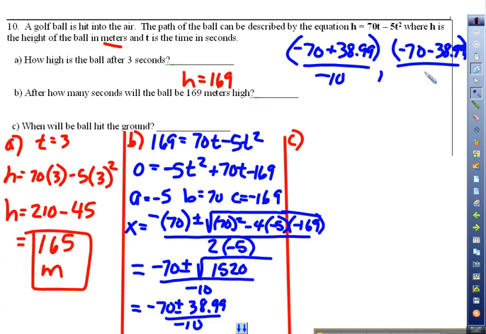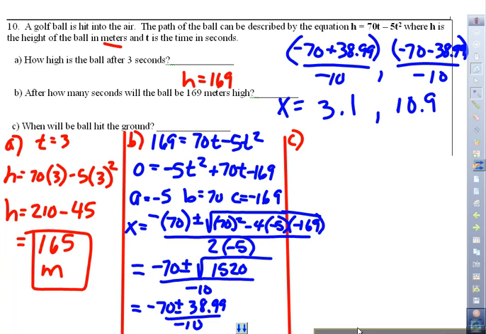38.99 divided by negative 10. Let's see what you get when you do that. Okay, so I got x equals 3.1. And over here I got x equals 10.9.